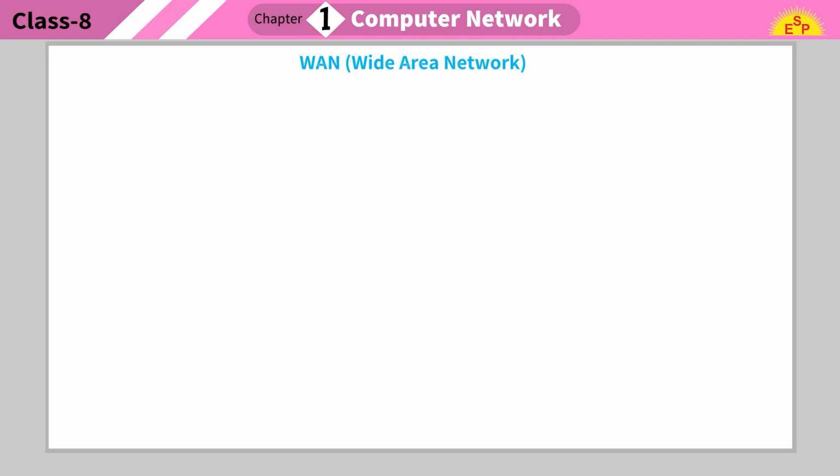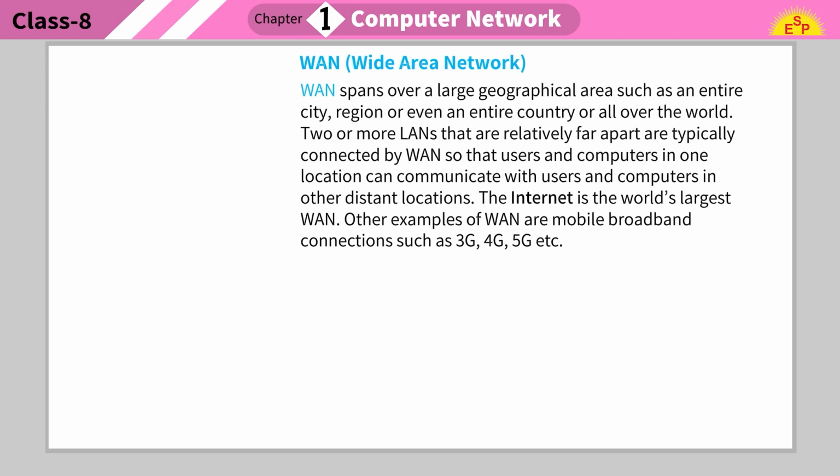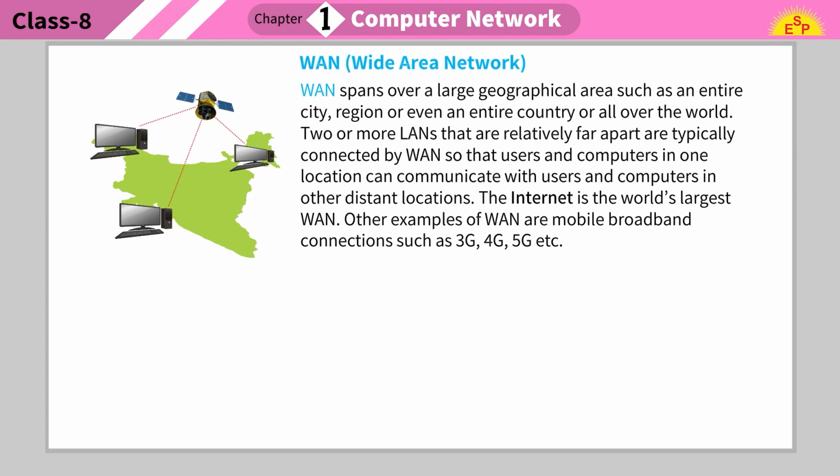WAN, wide area network. WAN spans over a large geographical area such as an entire city, region or even an entire country or all over the world. Two or more LANs that are relatively far apart are typically connected by WAN so that users and computers in one location can communicate with users and computers in other distant locations. The Internet is the world's largest WAN. Other examples of WAN are mobile broadband connections such as 3G, 4G, 5G, etc.